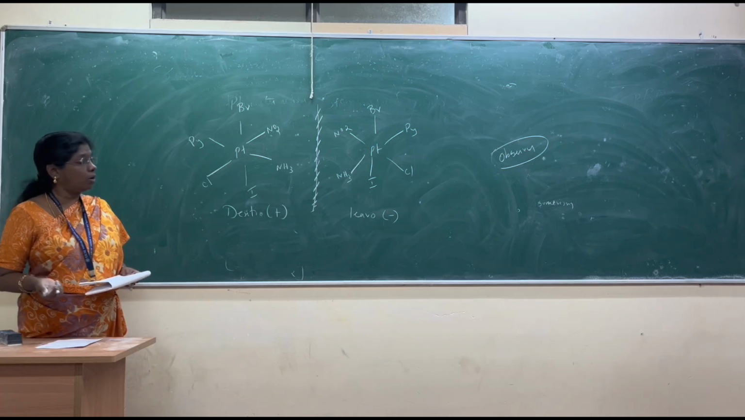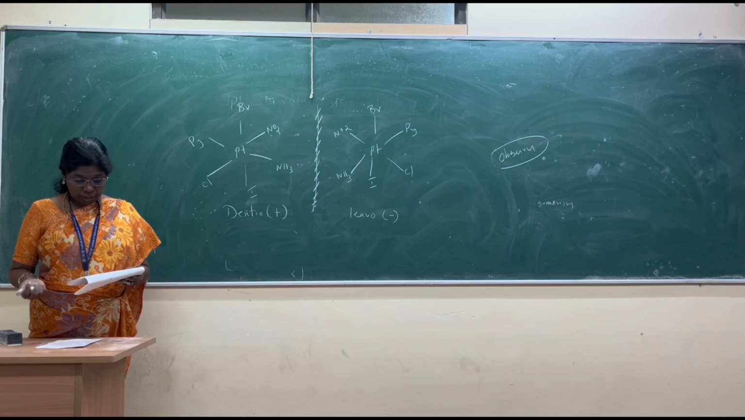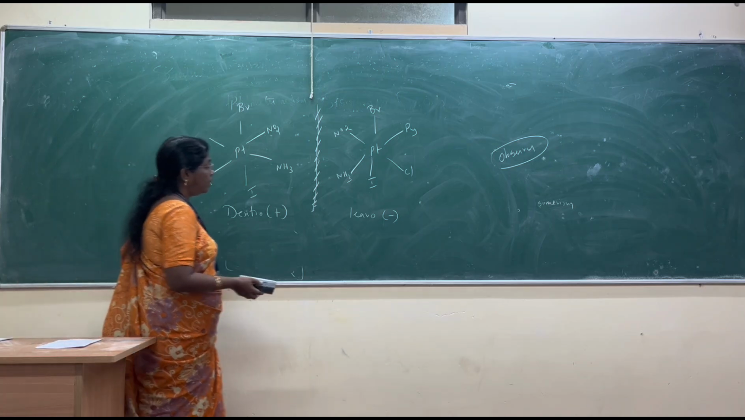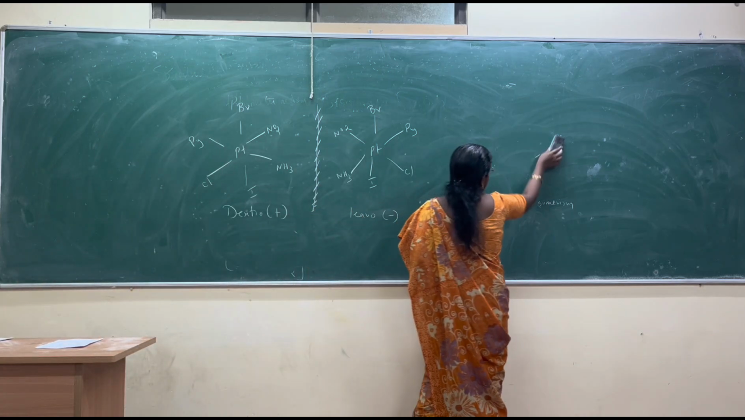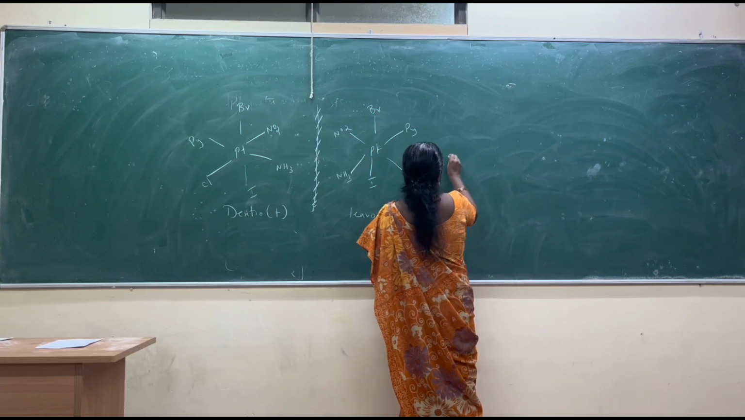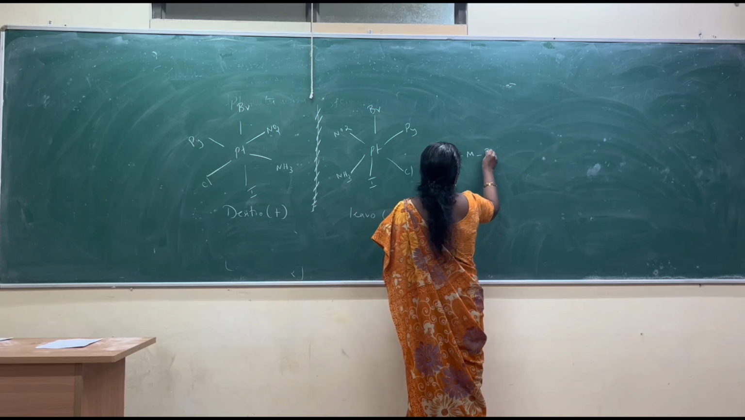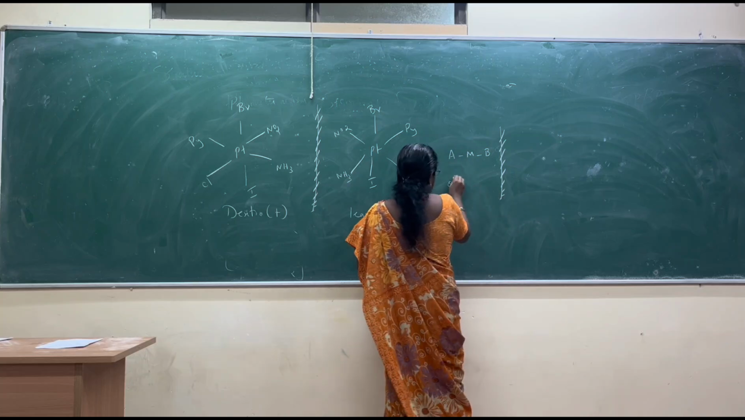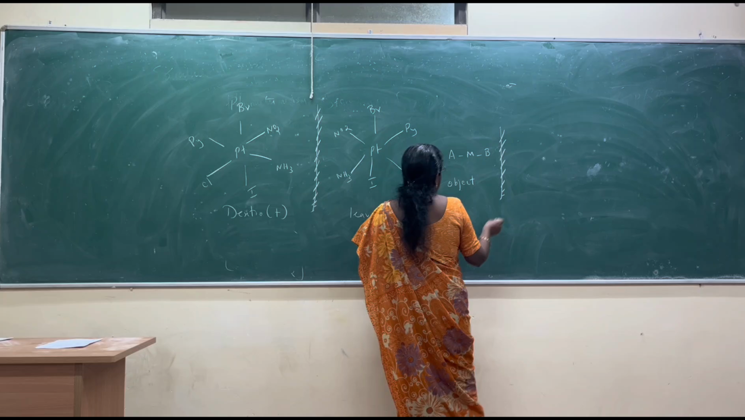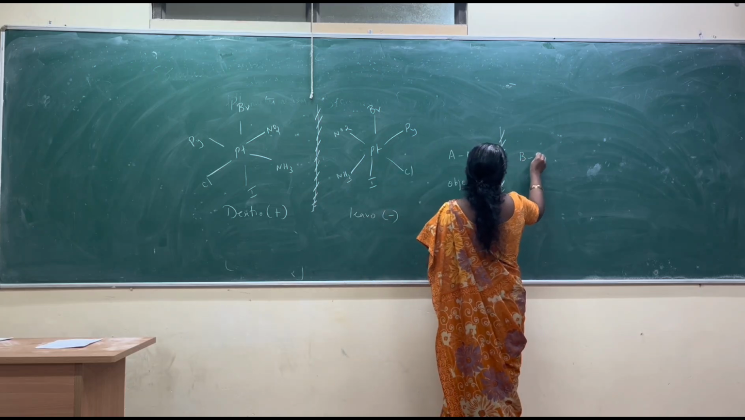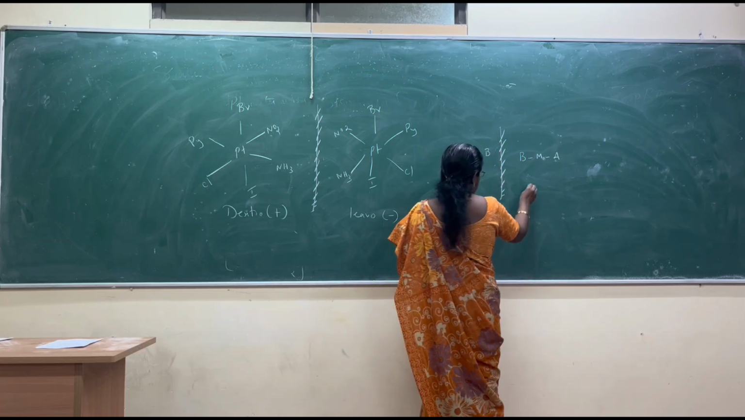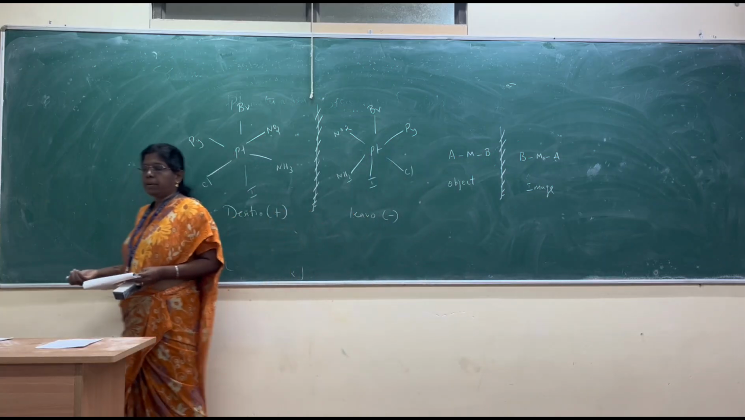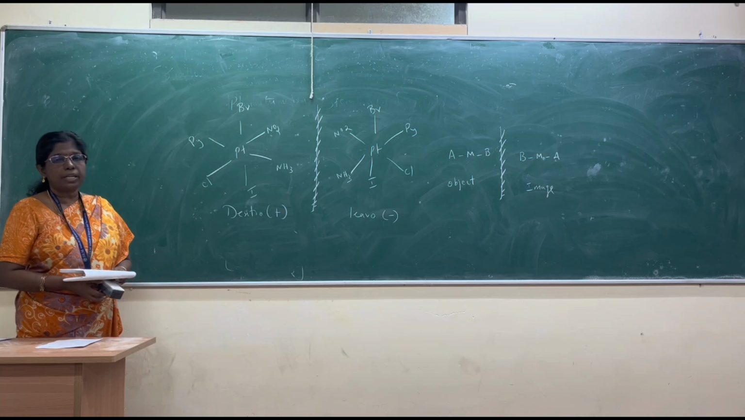There are two types of optical activity. When the object and mirror image are different, they are called enantiomers. For example, what are enantiomers? It is A, M, B. You can get its mirror image. This is the object, and there is a mirror image B, M, A. So the object with its mirror image are called enantiomers.